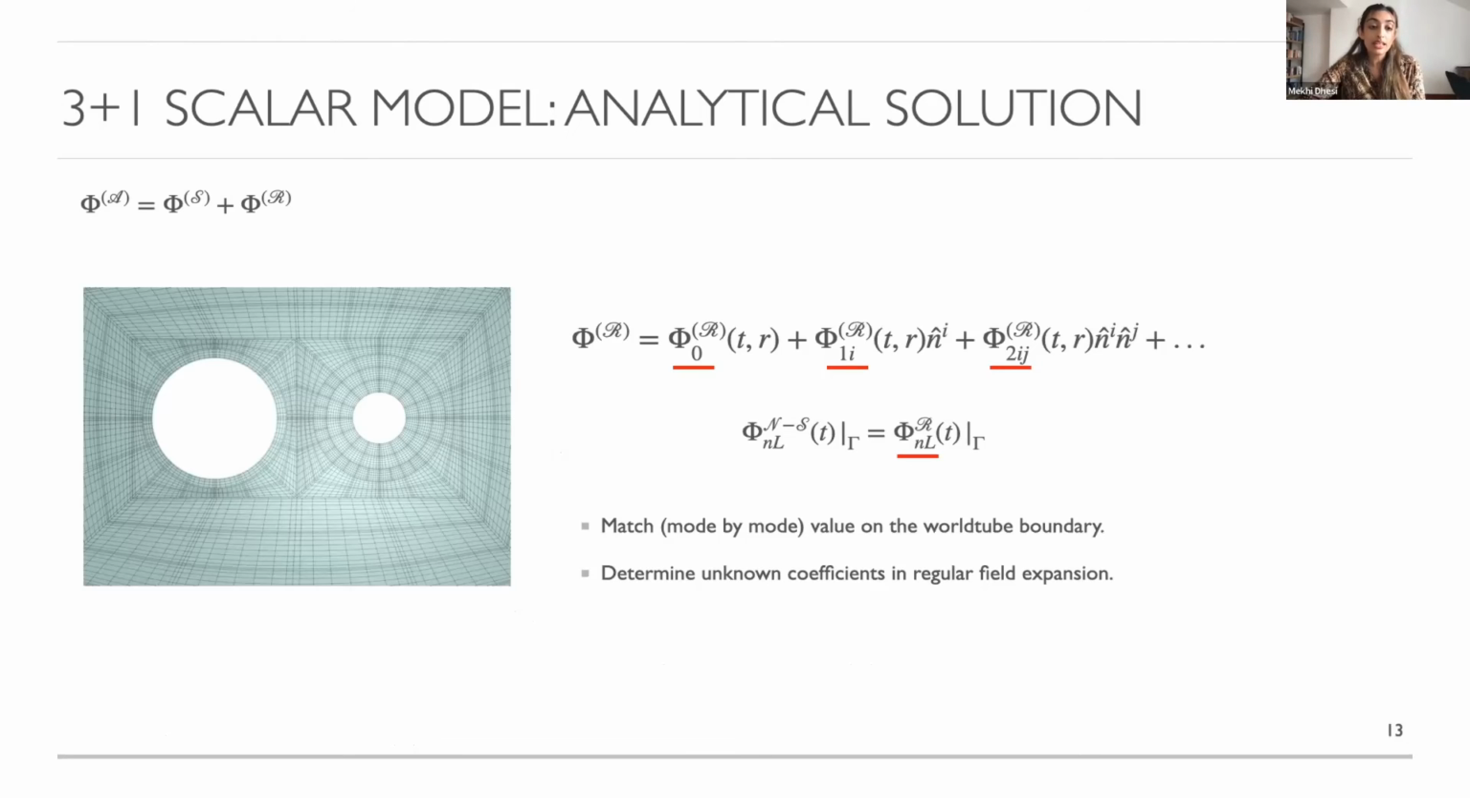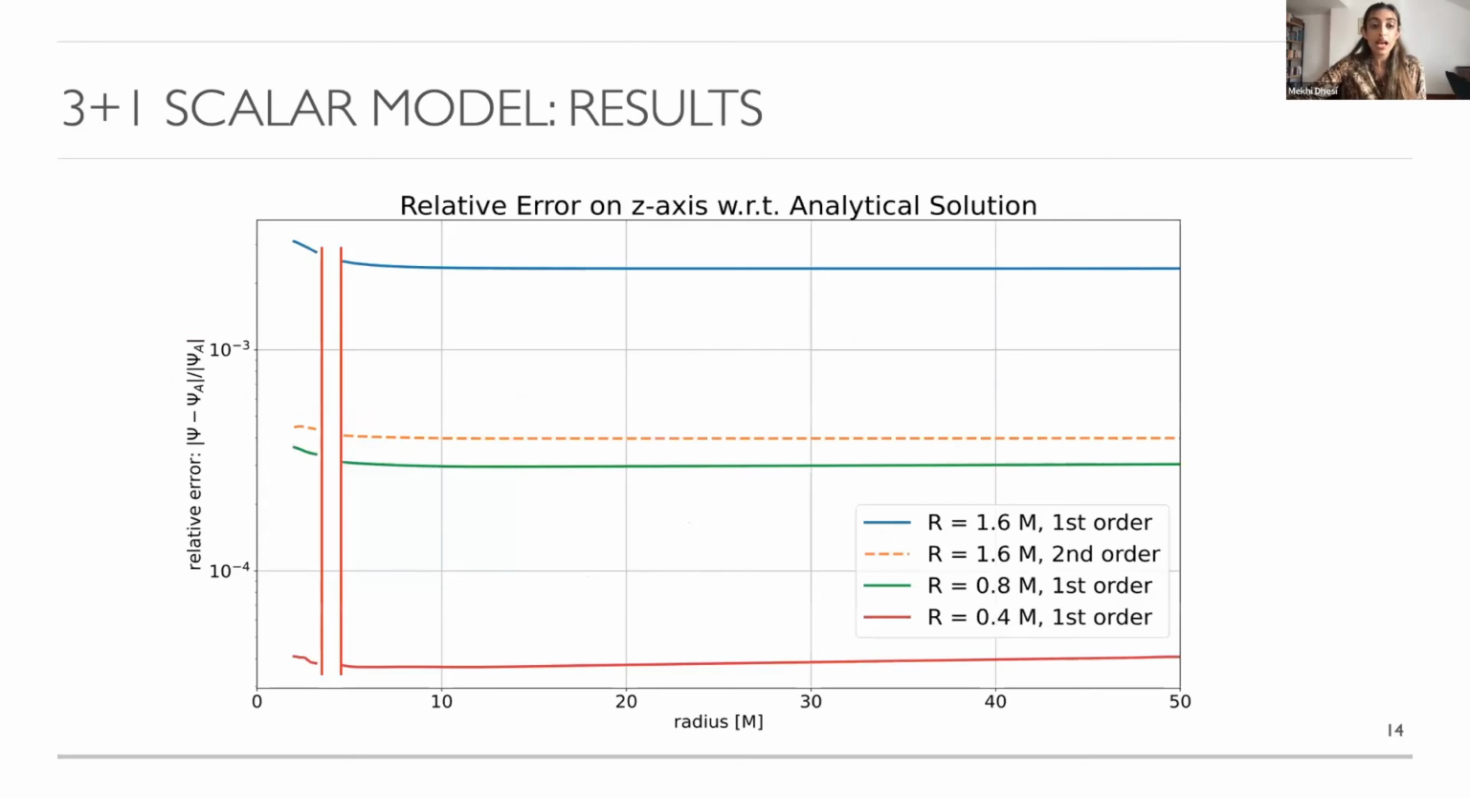We then integrate the fields against a particular spherical harmonic conjugate to isolate a single mode, and then we can directly match the field values at the world tube boundary, which I've denoted here by gamma. This will set the value of a particular coefficient in the regular field expansion. So the key idea is that the matching is on a mode by mode basis. And we have some preliminary results from this 3+1 model.